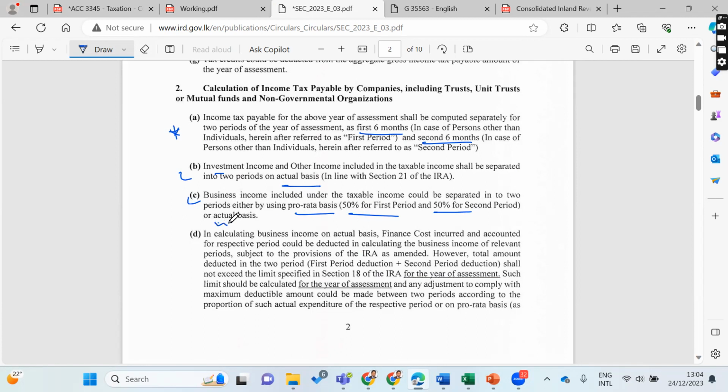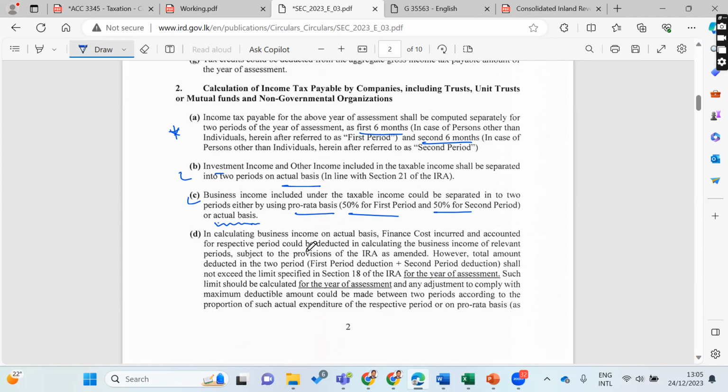Or we can go ahead with the actual as well if you have separate financial statements for the first 6 months and the last 6 months. I prefer that most companies who did pro rata basis for this year have filed the tax return. There are some companies who might compute on actual basis, but they need to have separate accounts. If the Inland Revenue Department requests it, they have to provide that. Anyway, it's a required document, it's available, so it's up to them.